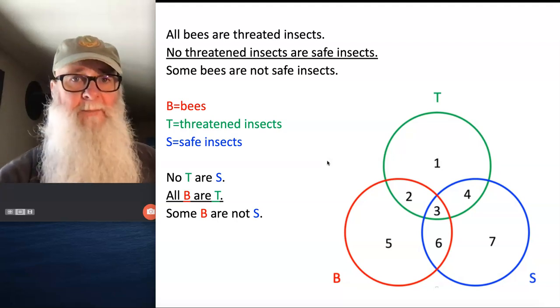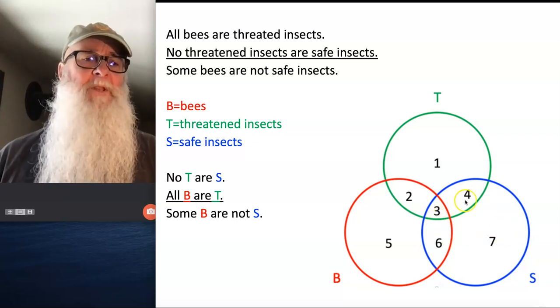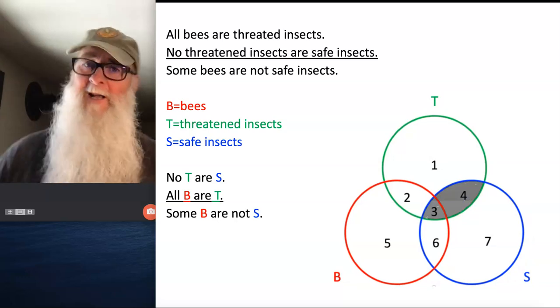They're both universal, so it doesn't matter which one we mark first. I'll just start with no T or S. I want to eliminate the area of my Venn diagram where there's any overlap between the S and the T circle, or the T and the S circle. That's areas 3 and 4. So we turn out the lights there.